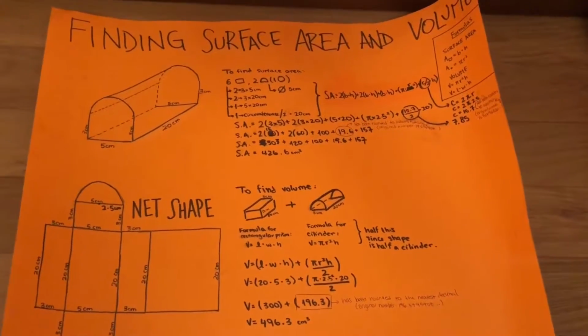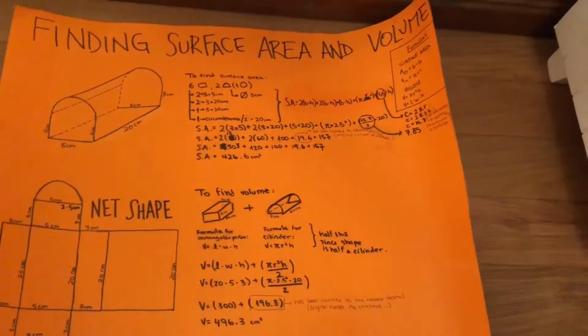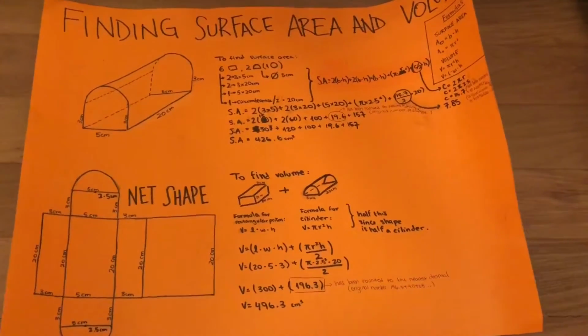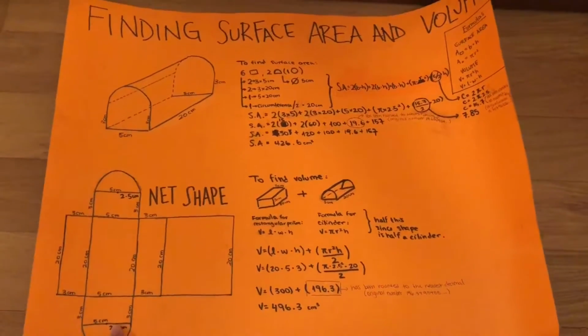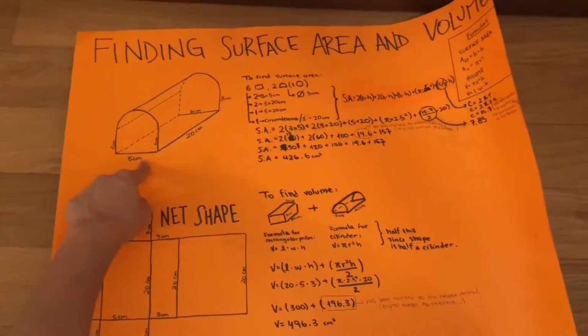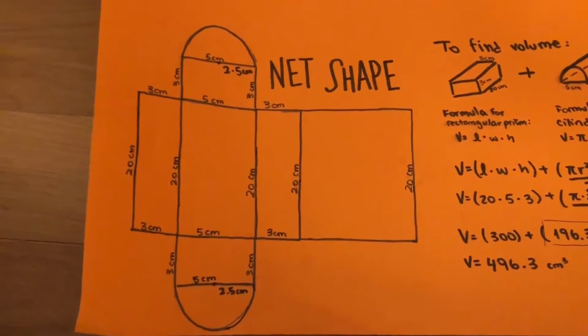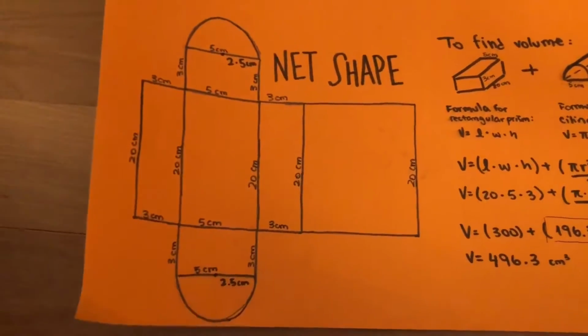The task at hand was to find the surface area and the volume of a three-dimensional shape. The first step to find the surface area is to trace out the net shape, which is essentially the two-dimensional shapes that make up this three-dimensional shape. As you can see here, our three-dimensional shape is made up of 6 rectangles and 2 semicircles.